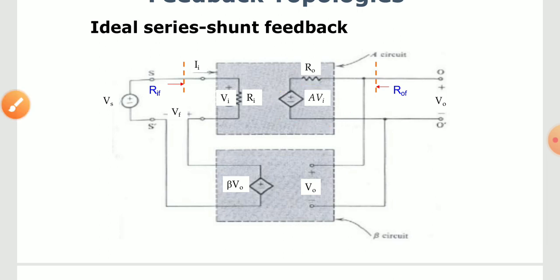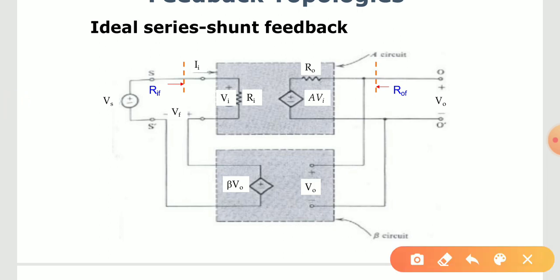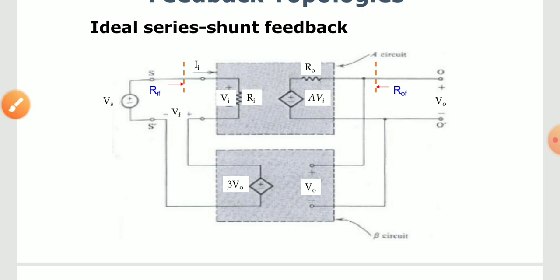Okay, so this is the total equivalent circuit for the series shunt configuration. I think everyone can understand it. Otherwise, you can go backward in the video, and then it will be easy to understand again.